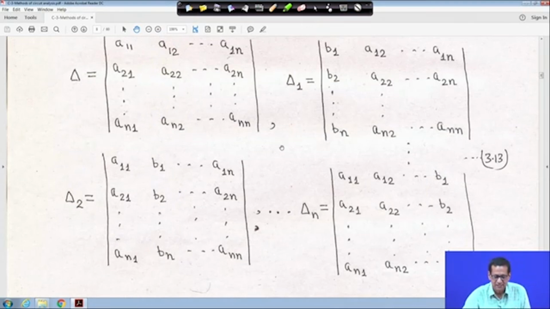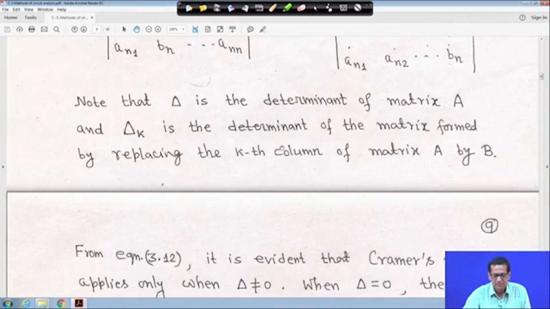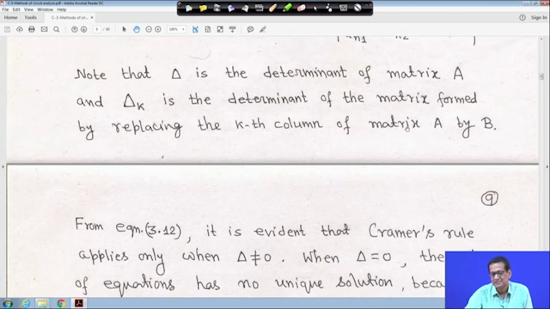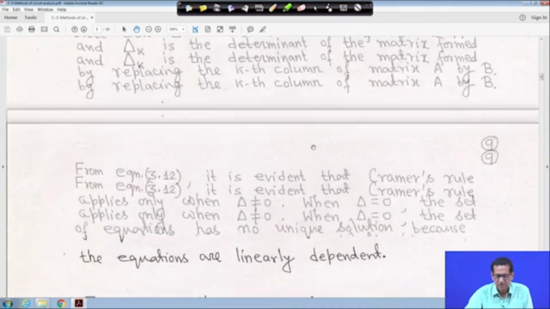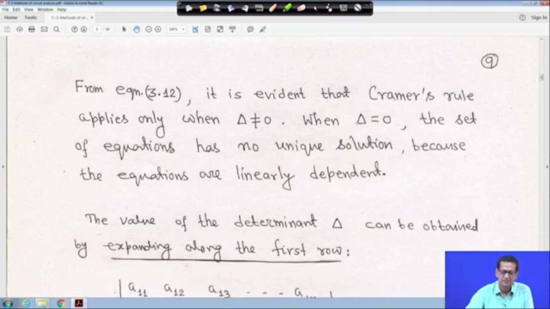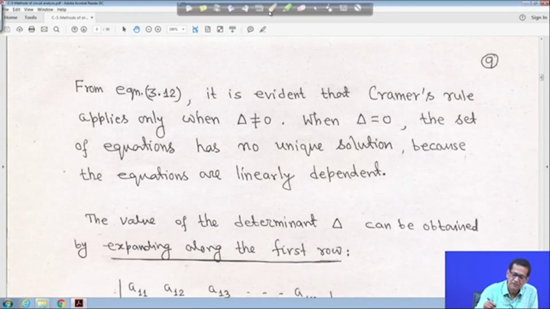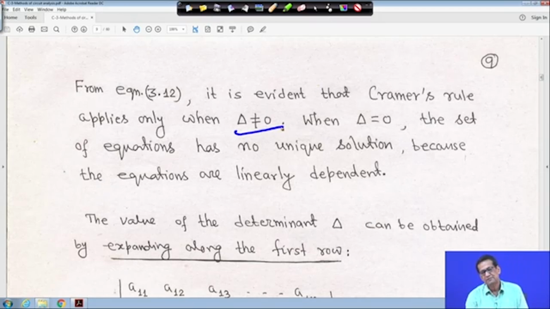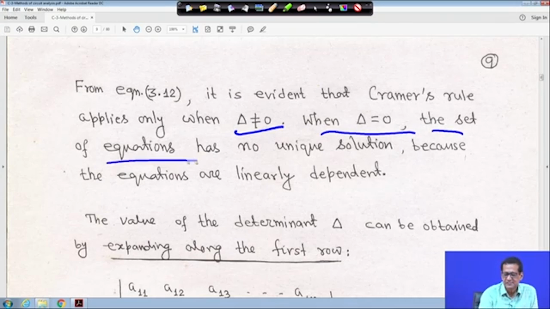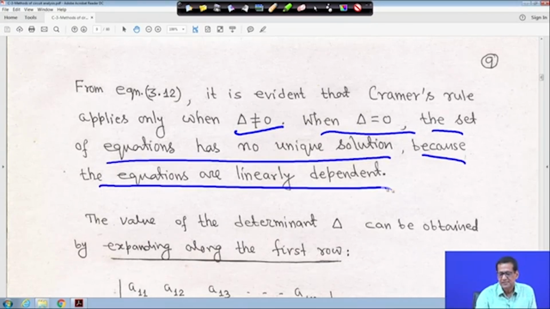Now, if delta is the determinant of matrix A and delta k is the determinant of the matrix formed by replacing the kth column of matrix A by B, this I told you. The only thing is that Cramer's rule applies only when delta is not equal to 0, because otherwise it would be division by 0, which is not possible. When delta is equal to 0, the set of equations has no unique solution, because the equations are linearly dependent.